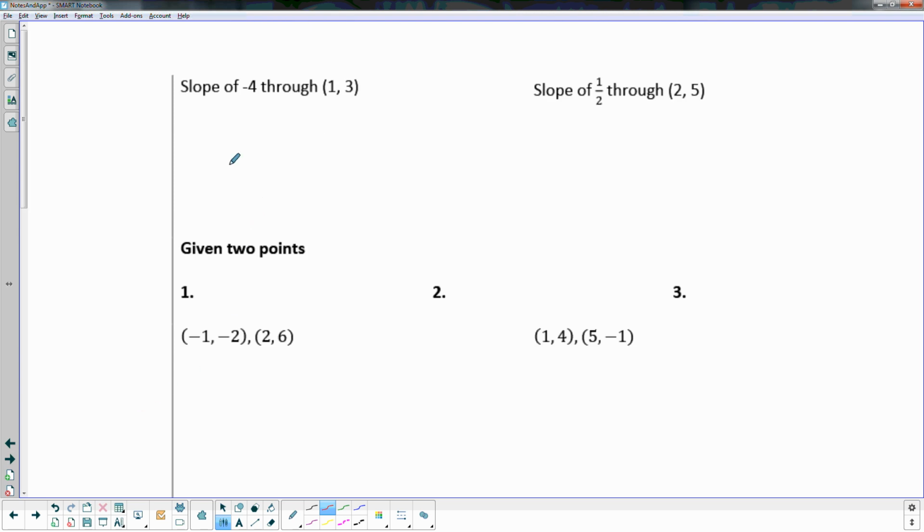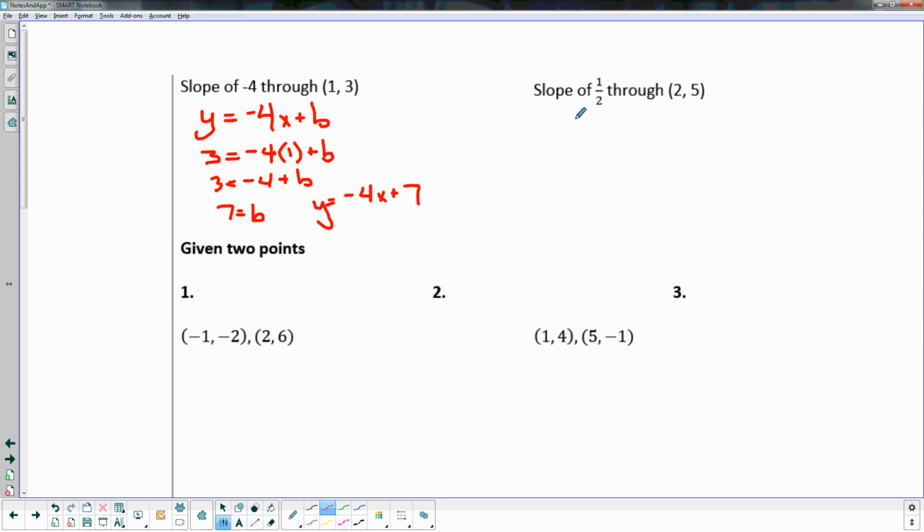Next, similar problems. We want to do the same thing here. I want to say y equals negative 4x plus b. And then I want to plug in my 3 and my 1. 3 goes in for y. 1 goes in for x. And when I do that, I get negative 4 times 1, which is negative 4. And to solve this, I'll add 4 to both sides. 3 plus 4 is 7, so my y-intercept is 7. And that's my equation.